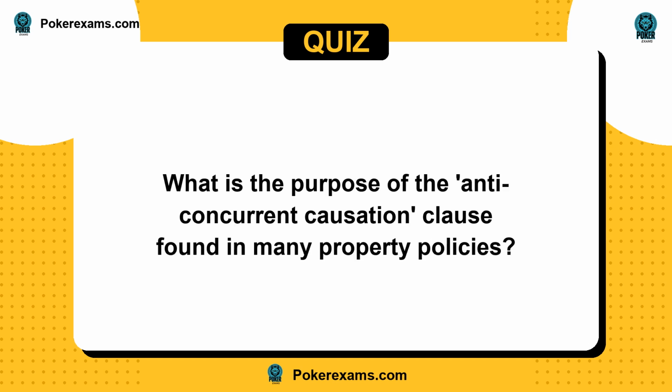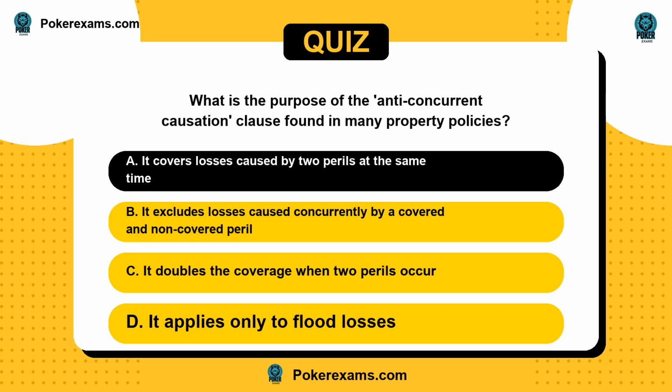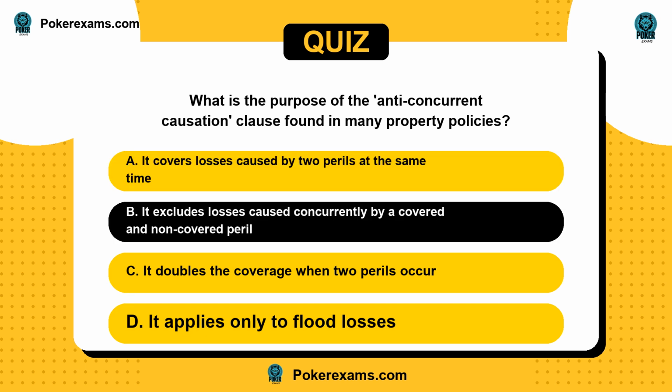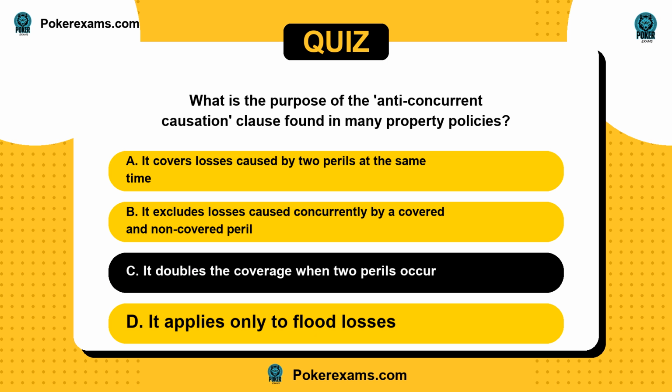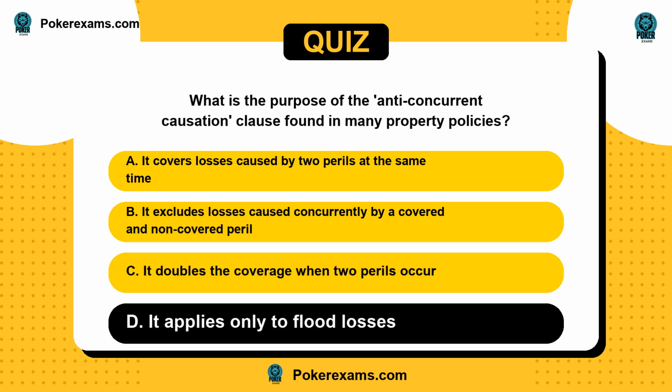Next question. What is the purpose of the anti-concurrent causation clause found in many property policies? Is it A, it covers losses caused by two perils at the same time? Or B, it excludes losses caused concurrently by a covered and non-covered peril? C, it doubles the coverage when two perils occur? Or D, it applies only to flood losses?